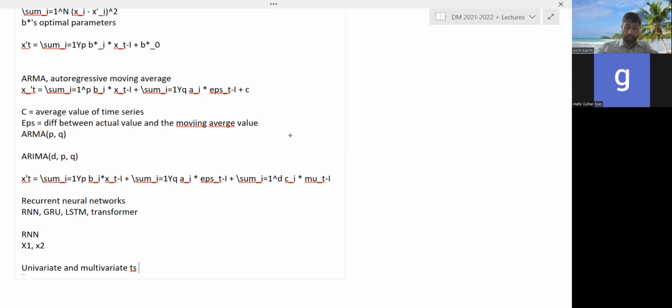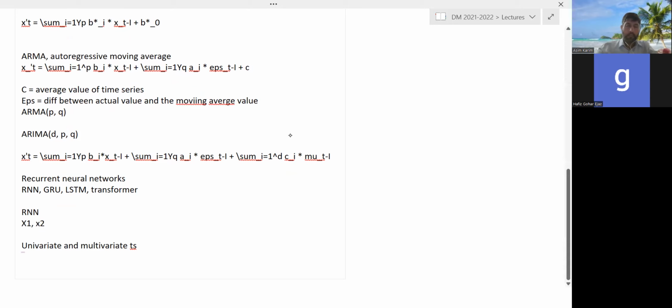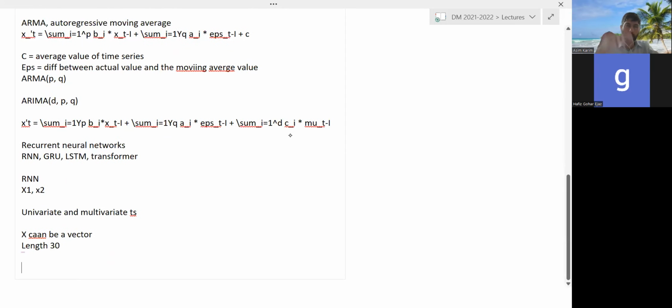So in other words, if you have X as a vector, X can be a vector, right? So if X is of length, let's say 30, you have 30 distinct values. So your RNN would have 30 inputs. At each time step, 30 inputs will go into the network. The first time step, 30 inputs will go into the network. Second time step, 30 inputs will go into the network.